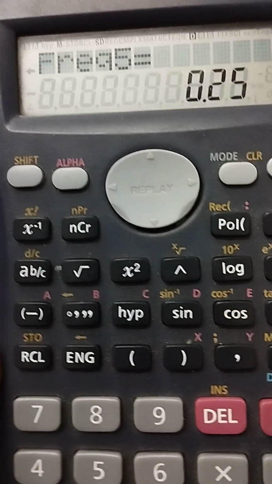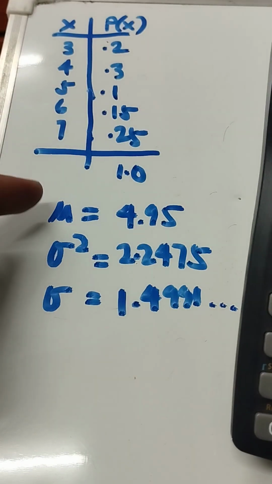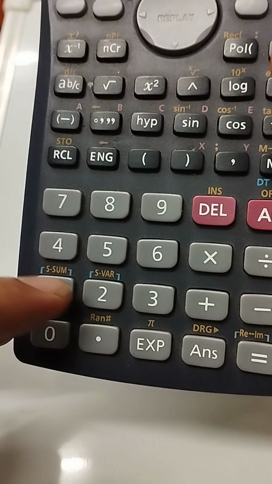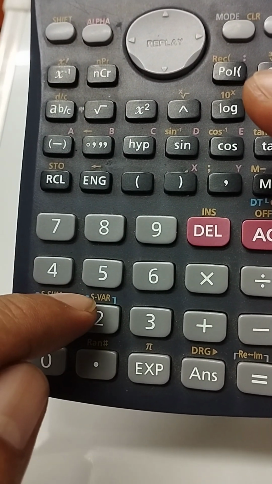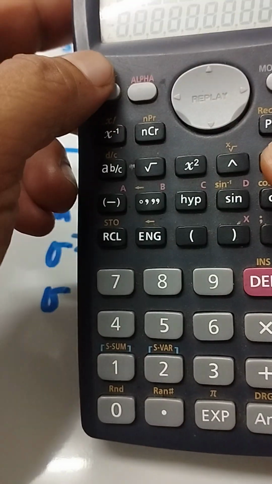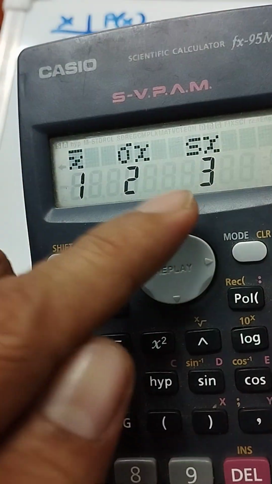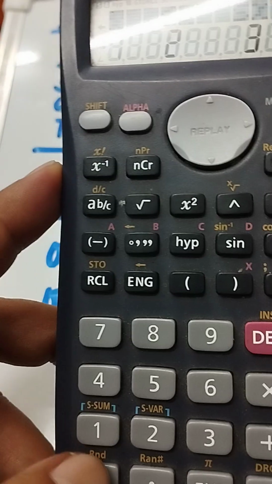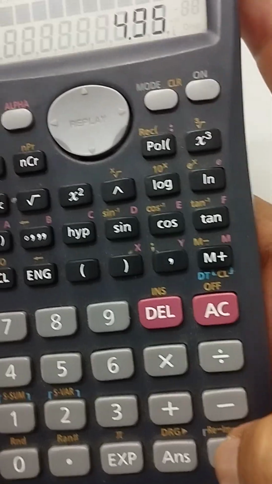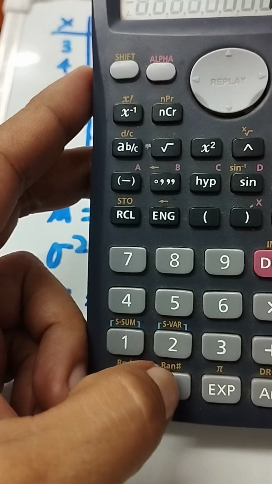So all things considered, even if you clear the screen, we are now ready to compute the following, and it all can be found in the key where there's a secondary function that says S bar. So press Shift S bar. The important values you will need are 1 and 2. 1 will give you the mean, 2 will give you the standard deviation. So 1, then press the equal sign. That's 4.95 over there.